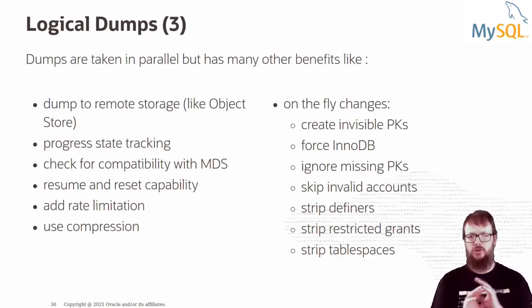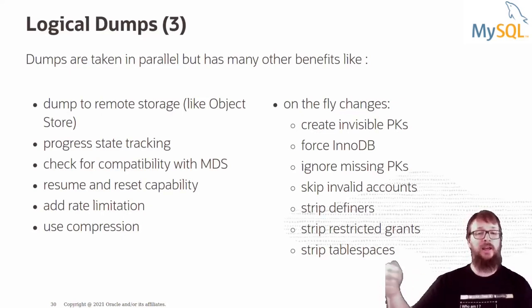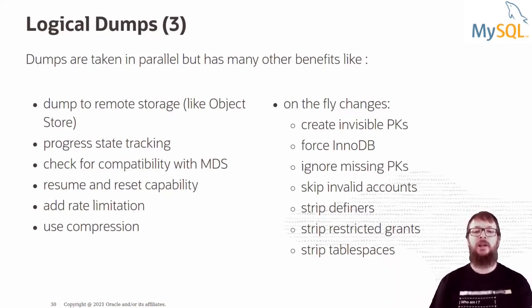So for your application, there is no change at all, but at least you know that you will have invisible primary keys in MDS. I always recommend people to use primary keys, and if you have none, please use invisible primary keys, even locally if you're not on the cloud or whatever. InnoDB will be very happy, and replication too. Then you can say, I want to force InnoDB: you take a dump of tables using some other engines, but you want the dump to say this will be InnoDB only. You can also ignore missing primary keys, skip invalid accounts, and so on.